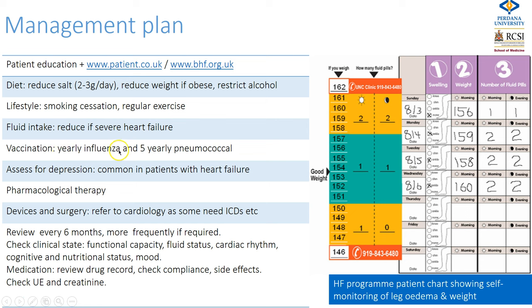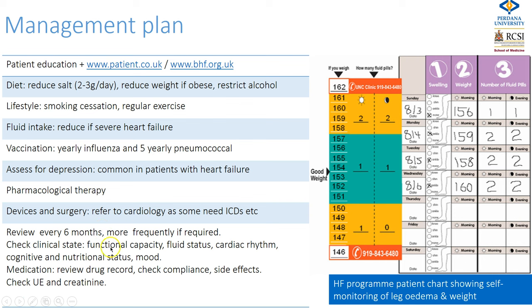They should have yearly influenza vaccination and 5 to 10 yearly pneumococcal vaccination. They should be assessed for depression. This is common in patients with heart failure, and it worsens the prognosis of heart failure. They should get evidence-based treatment as described previously, and may need referral for device therapy. They should be reviewed every 6 months, but more frequently if needed.